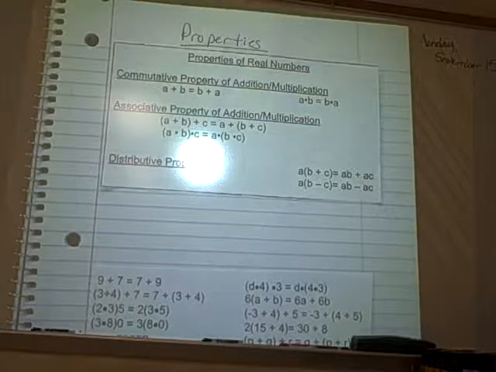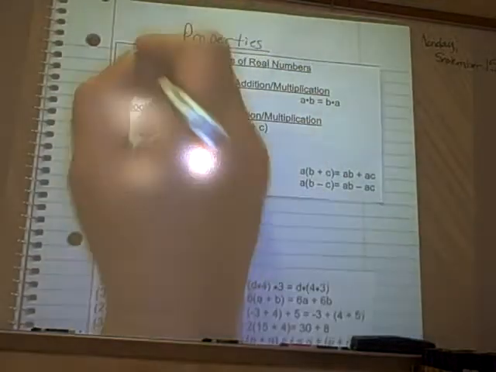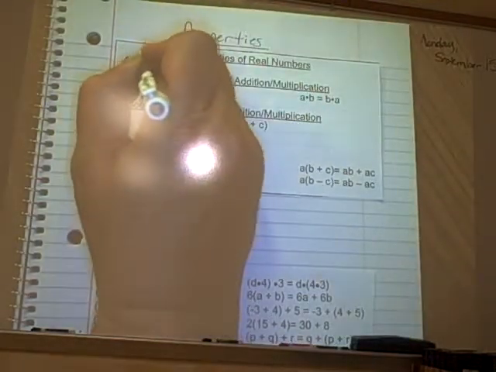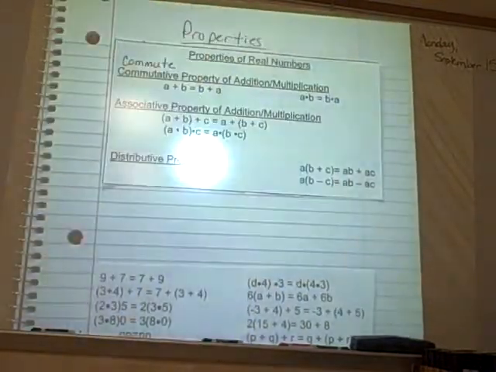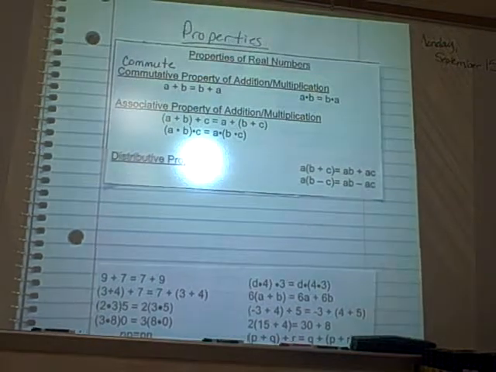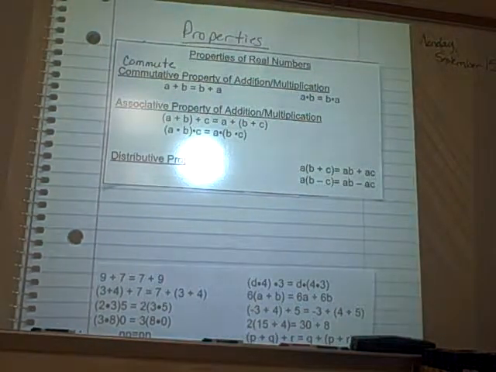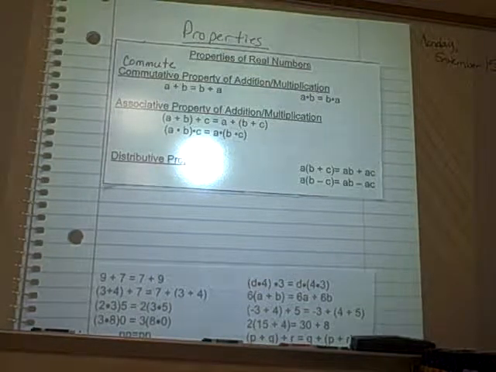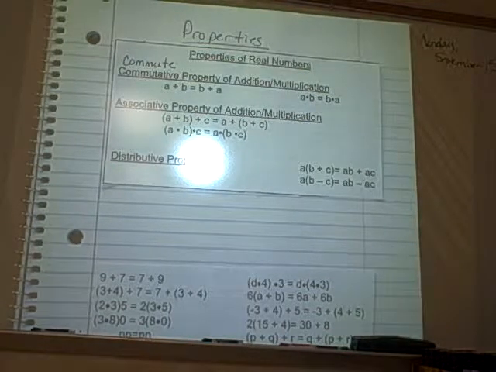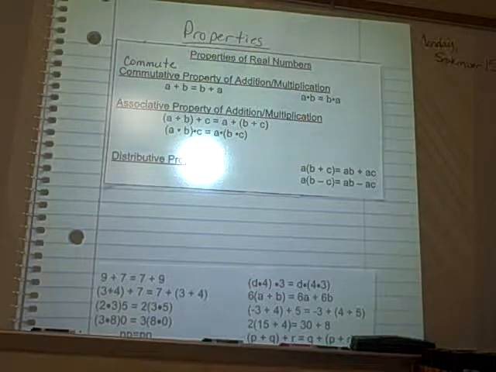So commutative, the root word for commutative is commute. Anybody in here know what a commute is? Your parents commute. What is a commute? Communicate. No, that's communicate. That's with an N. Commute. Like an argument? No. It's like what?